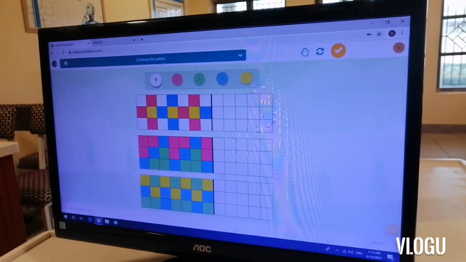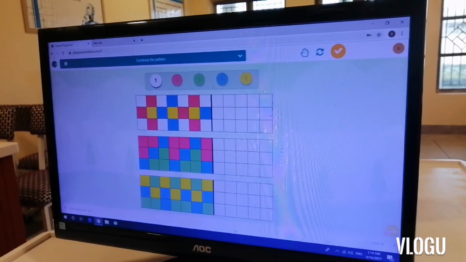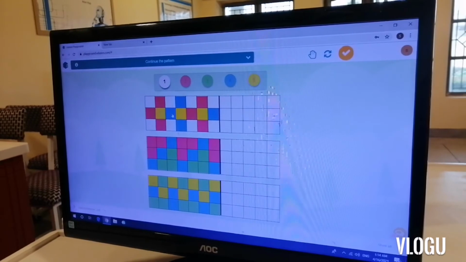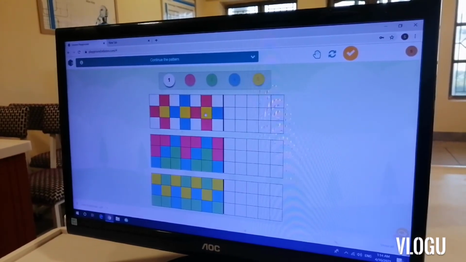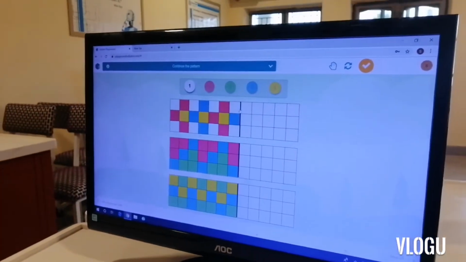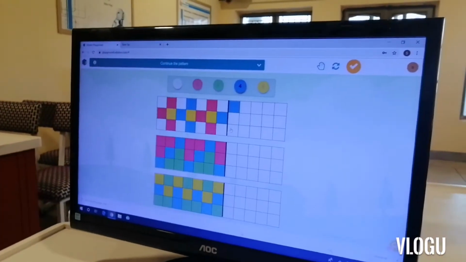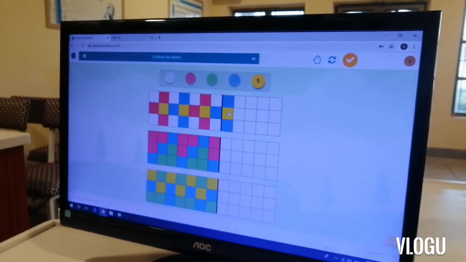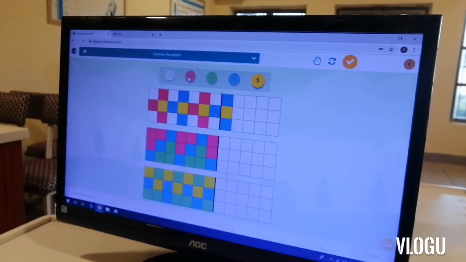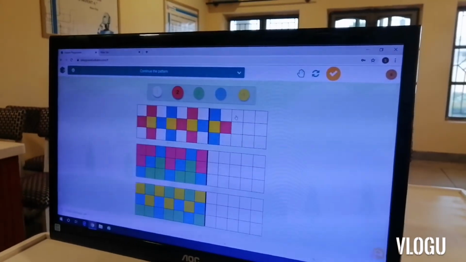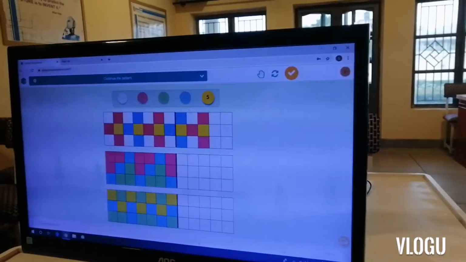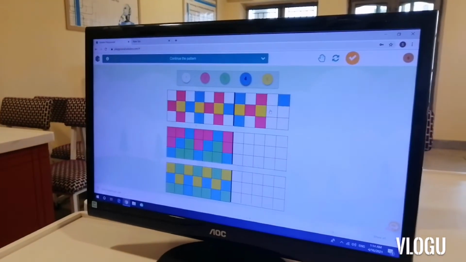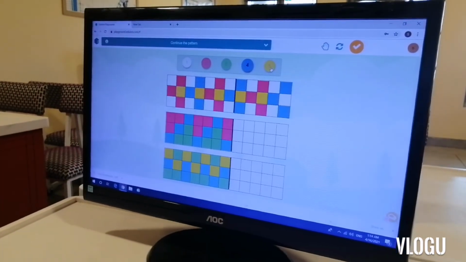This is programming, continue the pattern. The same pattern we will have to continue. 3 pink, 1 yellow. 3 blue, 1 yellow. 3 pink, 1 yellow. 3 blue. So blue, blue. The mid one is yellow. Again, the pattern would be same, and click on the yellow.